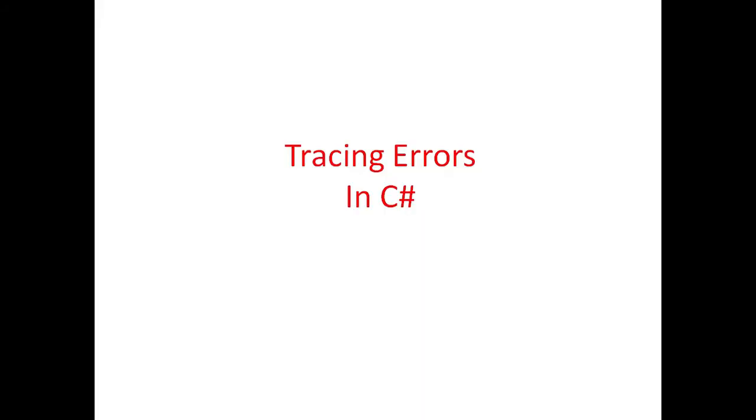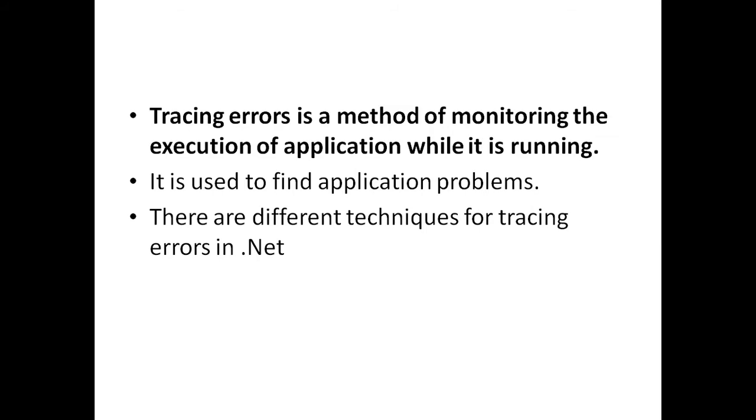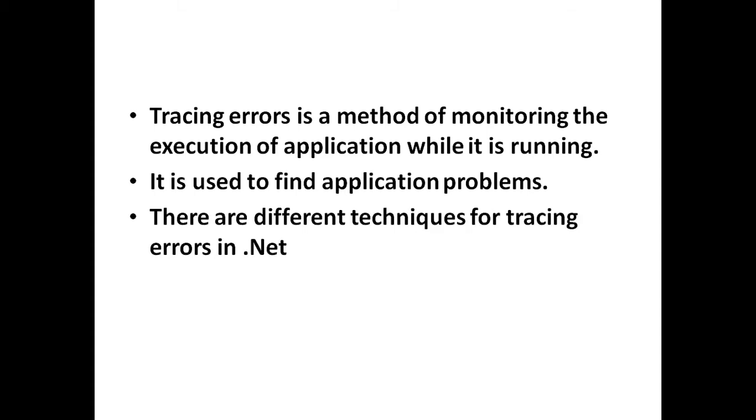Here we will see tracing errors in C Sharp. Tracing errors is a method of monitoring the execution of an application while it is running. It is used to find application problems. There are different .NET techniques for tracing errors in .NET.